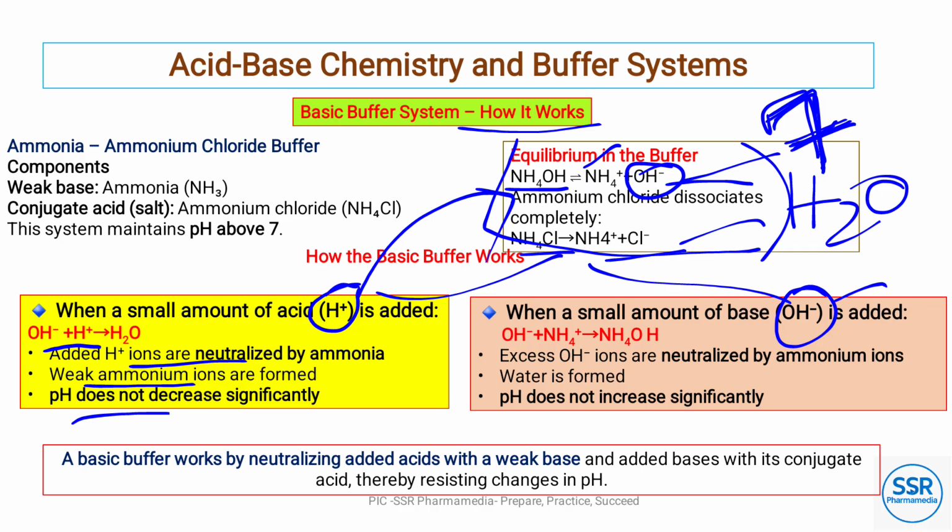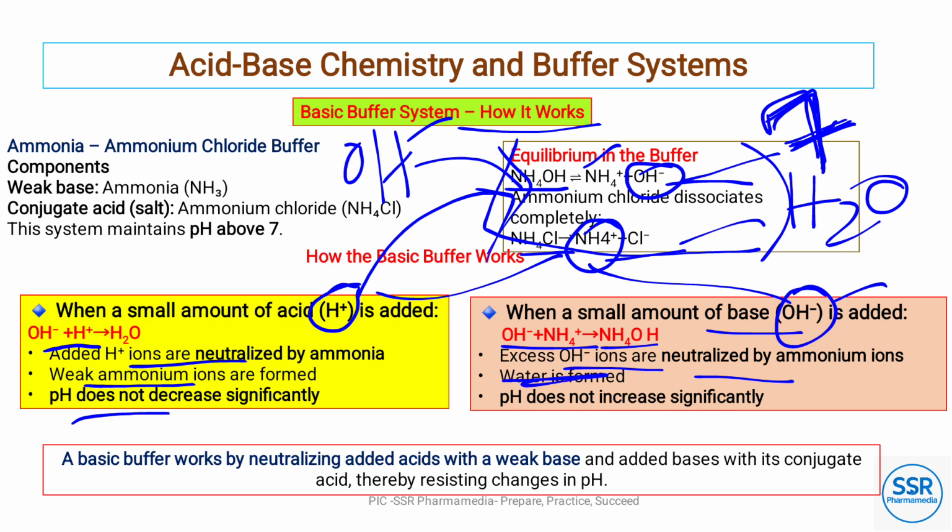Next, when a small amount of OH minus ion is added, that means a base, the ammonium ions are already there. Those ammonium ions combine with the OH minus ion and form ammonium hydroxide. So the excess OH minus is neutralized by the ammonium ion. Water is not formed here; it is neutralized by the ammonium ion and forms ammonium hydroxide, NH4OH. The pH does not change significantly.